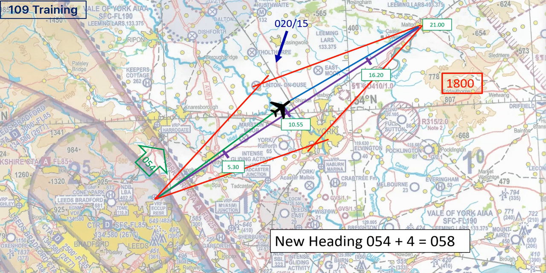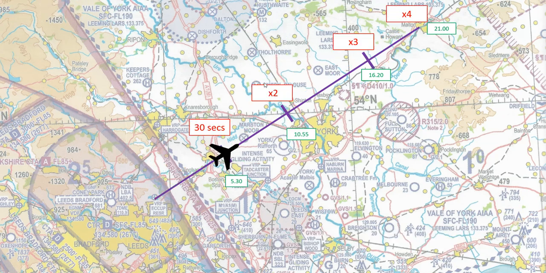So my new heading is, again, just need to think it in my head. Right, I'm to the left, so therefore I need to correct to the right. So I need to add. So 054 plus 4 is 058. So my new heading is 058. And it's as simple as that. There's nothing more to it. So with a little bit of practice at being able to visualize how far you are between the intended track and the drift line, that enables you to just really quickly determine what your new heading is.